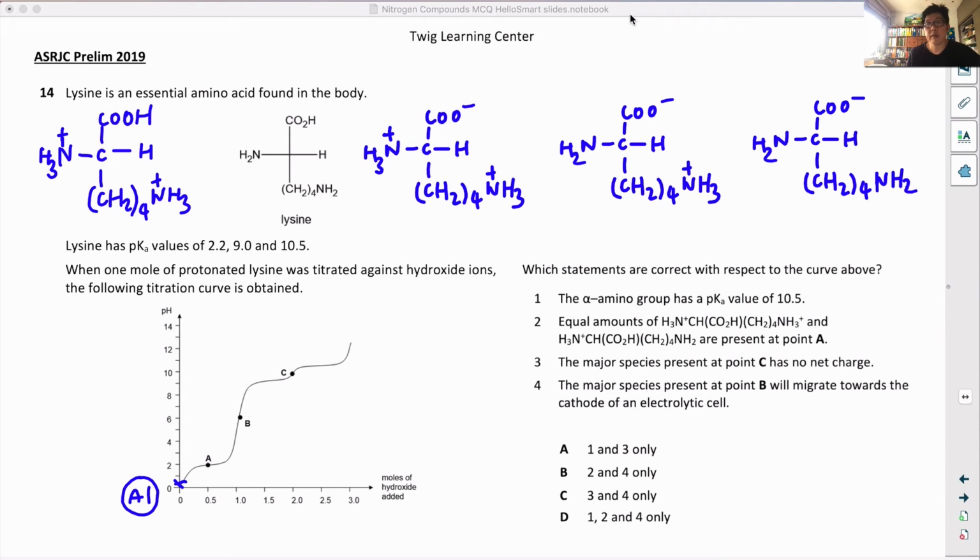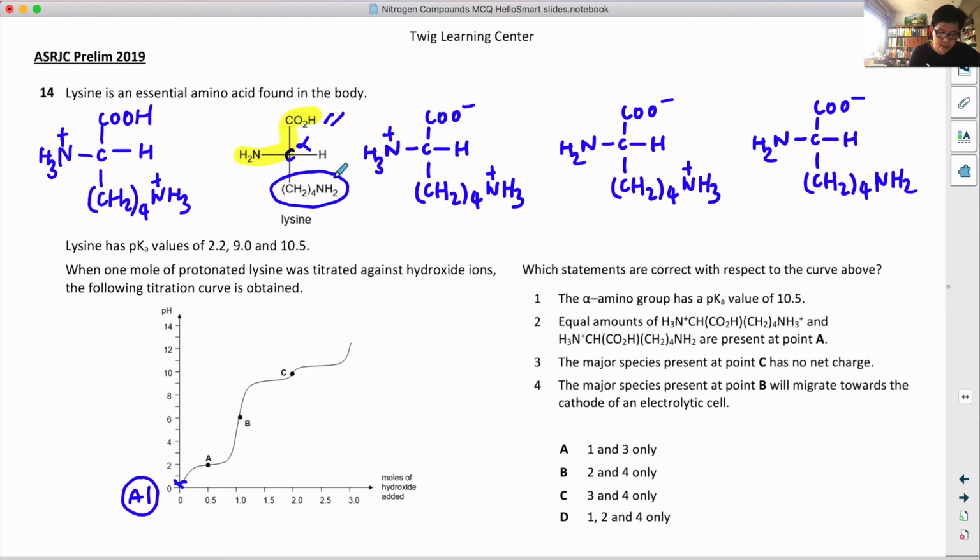Now let's go through question 14. This is another lysine question. Let's run through. For this lysine amino acid, I'm going to say a few things first. This is a carboxylic acid, and this is a carbon. We call this the alpha carbon, the carbon next to the main functional group, which is the acid. I'm just going to say that this is the main chain of the amino acid, and this is the side chain. Normally we write it as R group. This amino group is on the side chain, and this amino group is on the main chain.